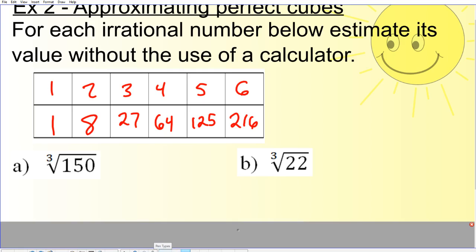So now that we have our table made up, where would the cube root of 150 fall in this list of numbers? Well, it would fall in here.